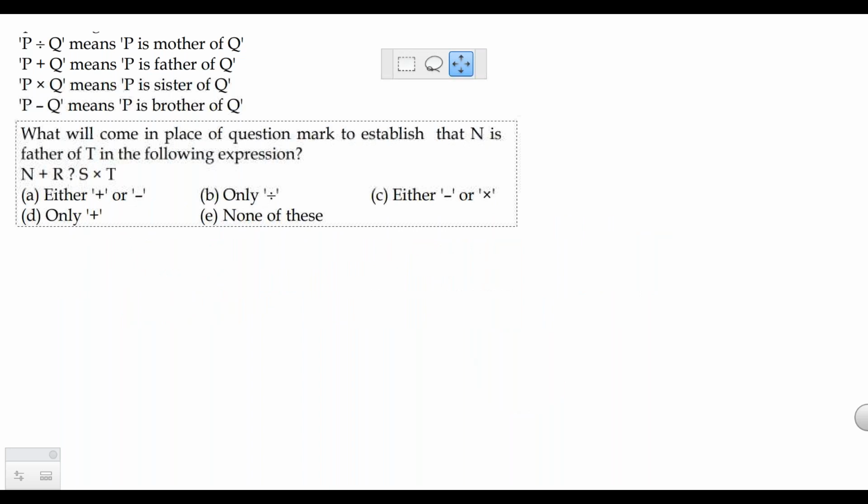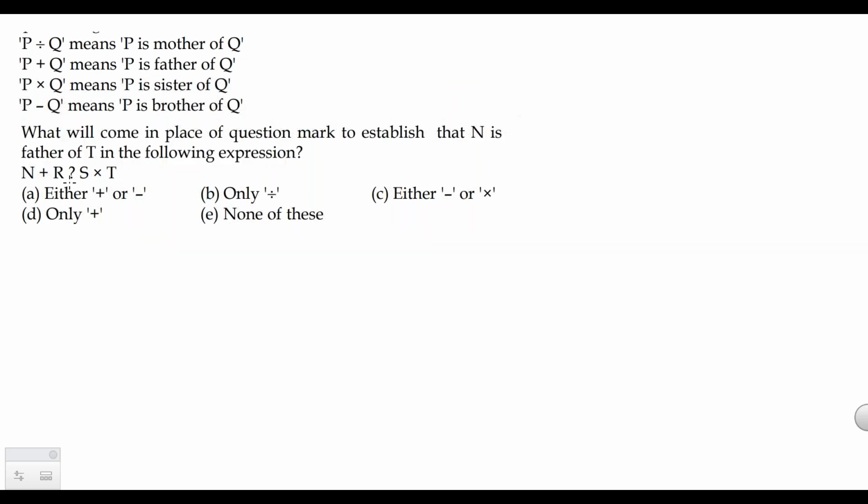So what will come in the place of question mark to establish that N is father of T? So in this, we have to make N the father of T. Then which symbol should come in the place of question mark? So let's take the first statement. N is the father of R. R question mark S. So we will take that later. S is the sister of T.